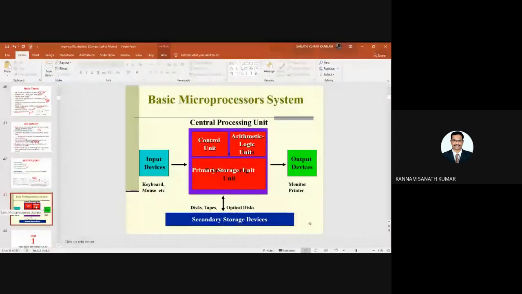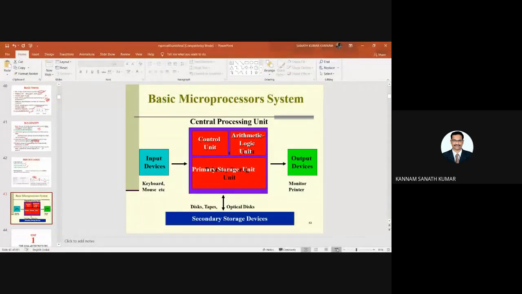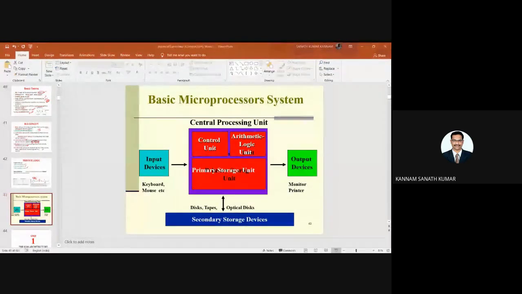So this is the basic microprocessor system. You have a central processing unit, CPU, input device, output device, and secondary storage device. What are the input devices? You have keyboard, mouse, etc. You need to give input to the processor, and for that you need an input device. In the central processing unit, you have a control unit and the arithmetic logic unit, ALU. The ALU will perform all the arithmetic and logical operations, and there is the primary storage unit.